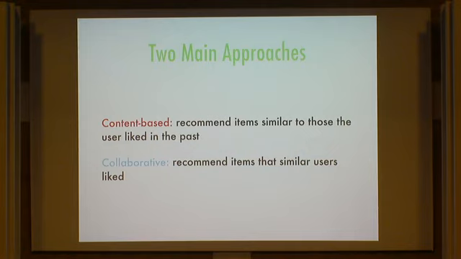So, you know, I like a certain set of movies. Patrick Wolf also happens to like those same set of movies. And then there's an additional movie that he likes that I haven't seen yet. Maybe I'm going to like that additional movie as well. That type of recommendation is called collaborative filtering. All right, so content-based recommends items based on their attributes. Collaborative recommends based on the behaviors of similar users.